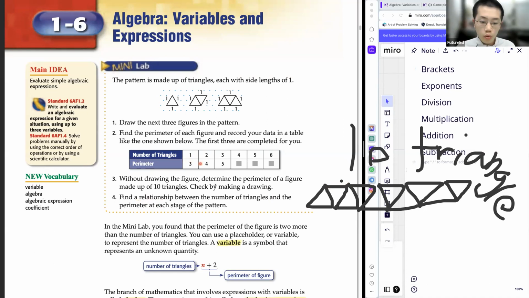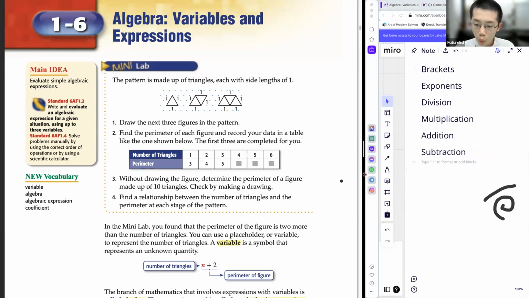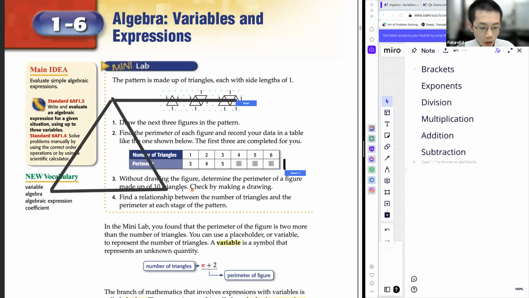So let's say I gave you a really big number. So instead of 10 triangles, let's say I give you a 100 triangle figure, and I asked you to find its perimeter. What would be its perimeter? How would you calculate that? You don't need to draw it because 100 triangles would take a long time to draw. Jason, are you guessing 120?